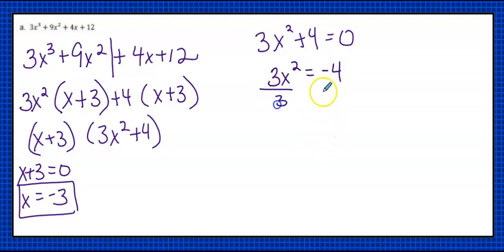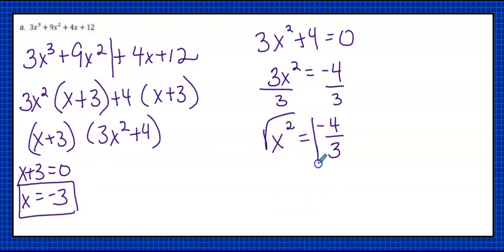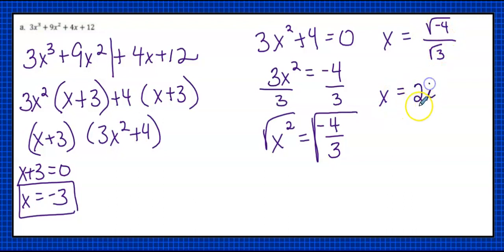And then if I divide by 3, I get x squared equals negative 4/3. So now the next step is going to be take square root of both sides. Now that means I have to take the square root of the numerator and the denominator. So I'm going to rewrite this up here because I think I'm going to run out of room. X equals square root of negative 4 over square root of 3. Okay, so I can make this a 2i. It's going to be plus or minus over root 3.